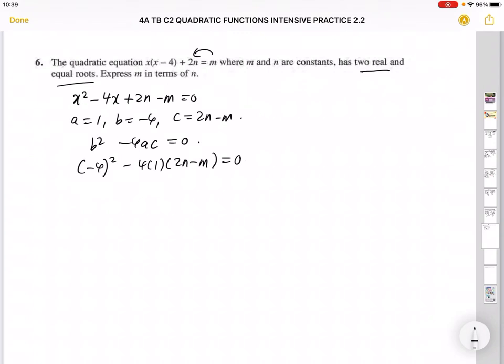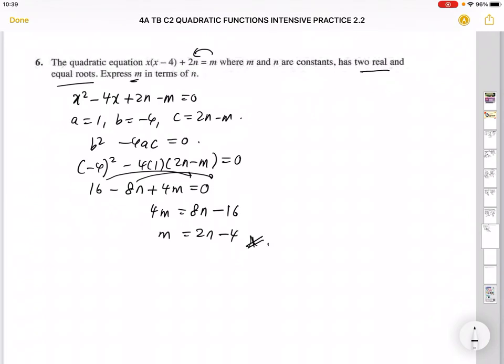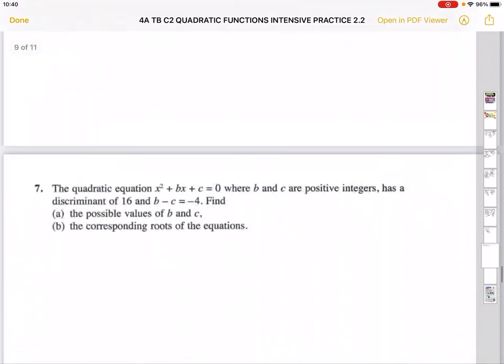So 16 minus 8n plus 4m equals 0. What I need to do is to transfer all the rest of the terms to the right, because I want to find m. So just divide by 4, I get m equals 2n minus 4. I think this question is pretty simple compared to the rest. Okay, moving on to question number 7.